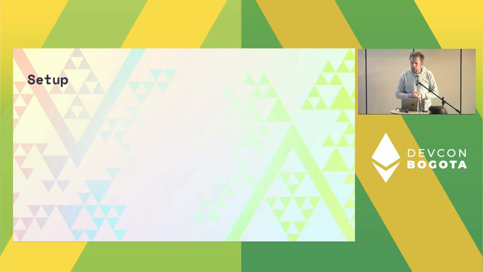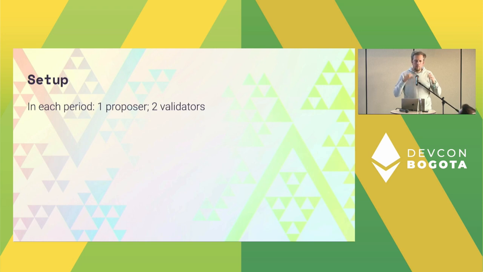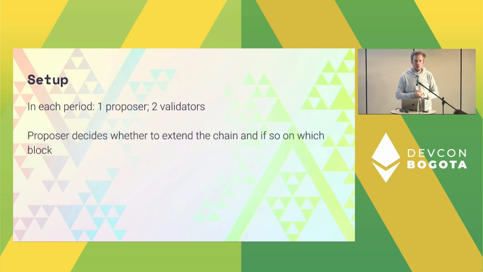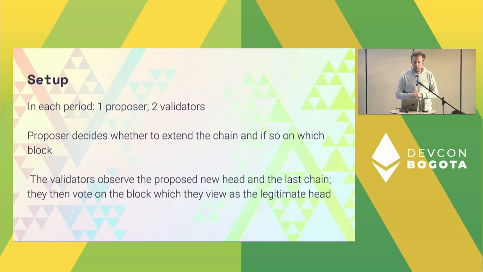We have essentially several periods, possibly. In each period, there's one proposer and there are two validators. What are they doing? The proposer basically observes a chain. I will show you a picture of how this actually looks in a minute. The proposer observes that chain and decides, I want to extend the chain. There are several blocks, so on which block am I actually building? Again, it's simplified. And what are the validators doing?